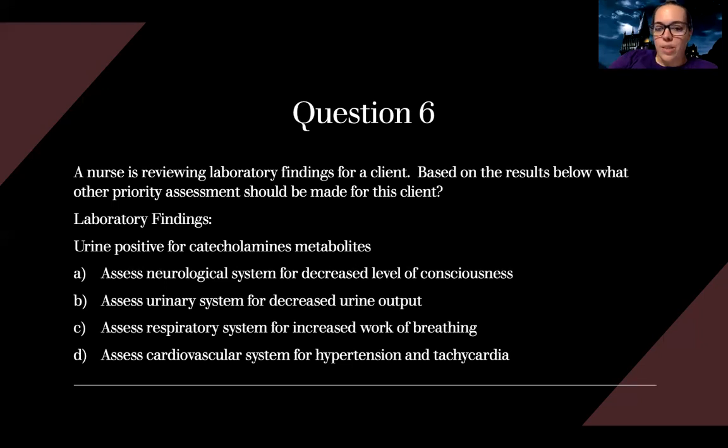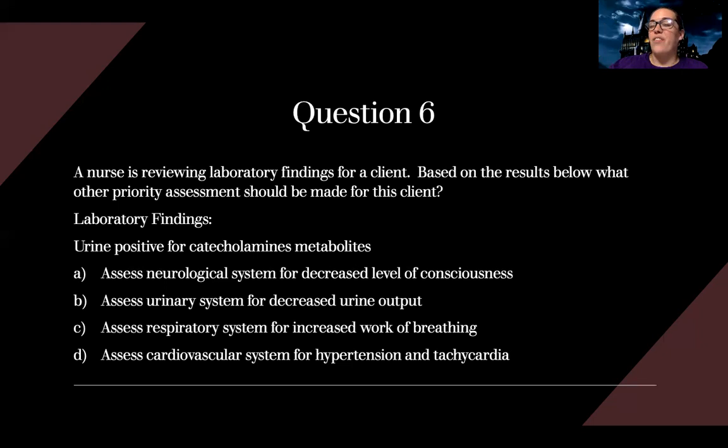So then last but not least, which hopefully is my right answer because I'm out of choices, assess cardiovascular system, my favorite, for hypertension and tachycardia. For this one, this is going to be the most appropriate because if you remember with pheochromocytoma, they have that massive hypertension, like those 200 blood pressures. They have that racing heart rate. They can have an irregular pulse and dysrhythmias and stuff like that because their fight or flight is activated.